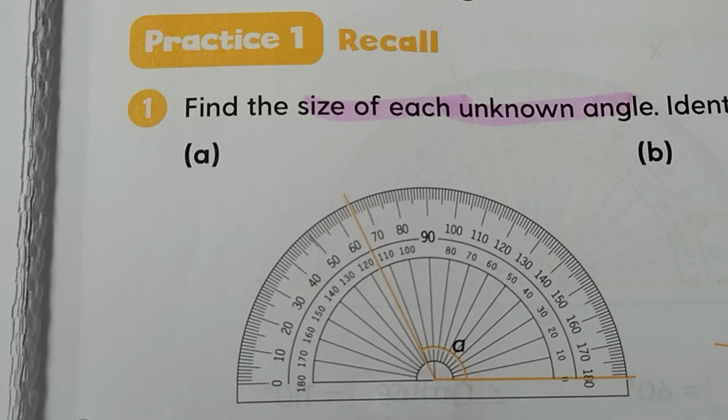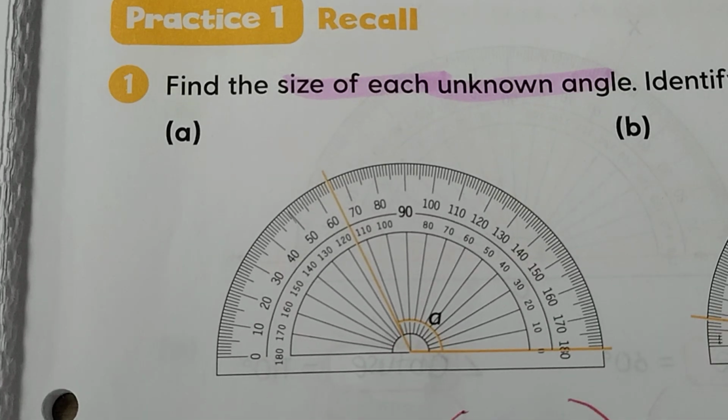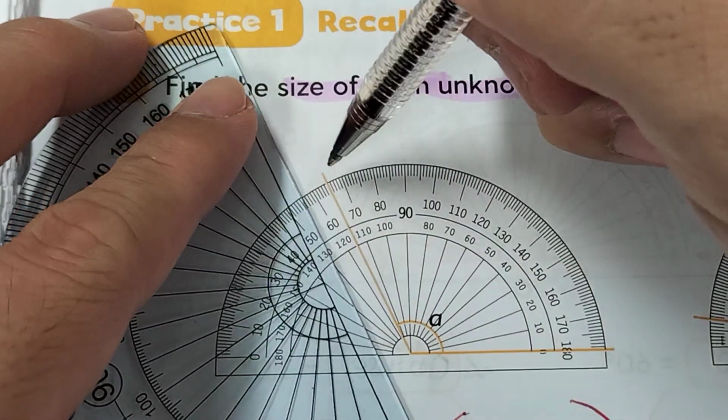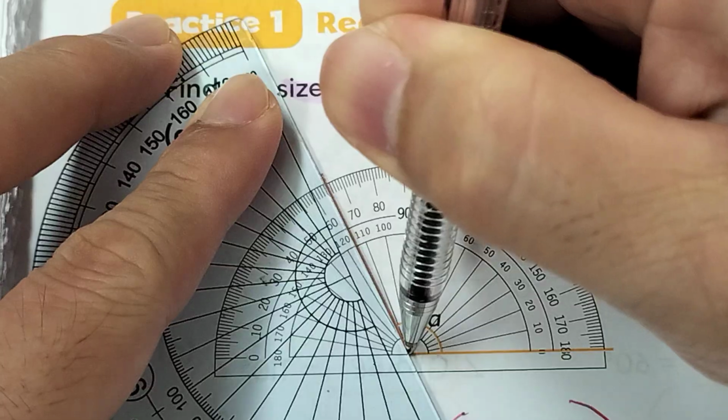Alright, now we're going to look at page 89 of your workbook. This is a revision of your P4 work. First part here, they ask you to find the size of the unknown angle. The lines are drawn for you, but to make it clearer, I'm going to draw a line down here.